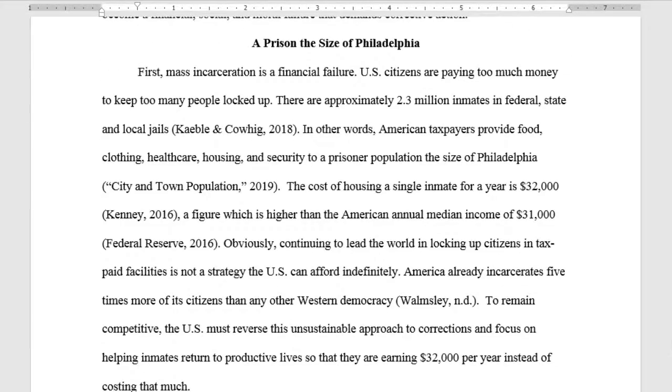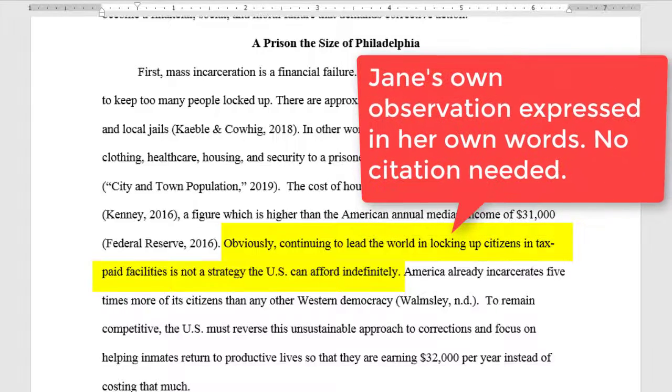Next, Jane continues in her support section by telling us that the annual $80 billion figure comes from the cost of housing a single inmate for a year. And note how these facts, which come from outside sources, also have in-text citations. However, after the support, Jane shares her own thoughts that she has formed during her research. Jane's observation is hers and needs no citation. Obviously, continuing to lead the world in locking up citizens in tax-paid facilities is not a strategy the U.S.